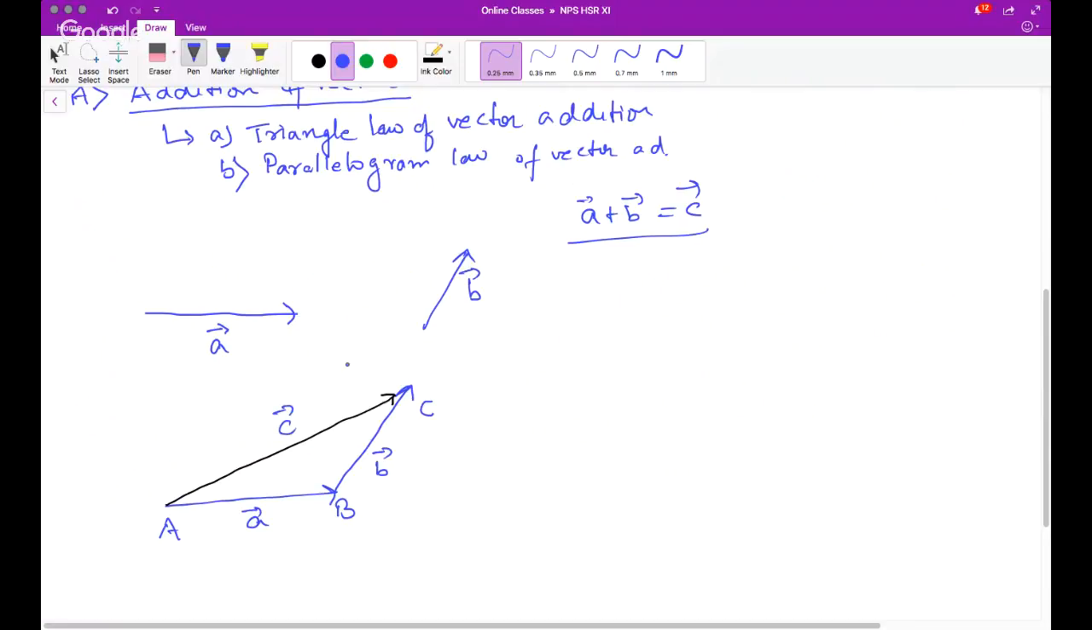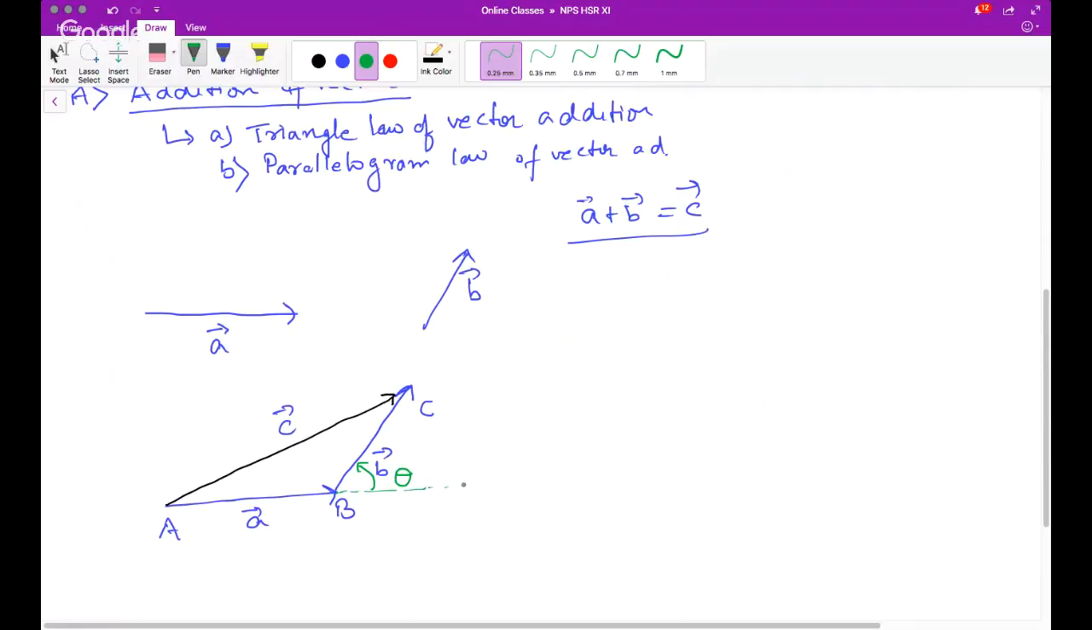That's what the triangle law of vector addition says: if you have two vectors such that the tail of the second lies on the head of the first, then the vector joining the tail of the first and the head of the second signifies the sum of the vectors. And let's say this particular vector B was making an angle theta with the positive x-axis.